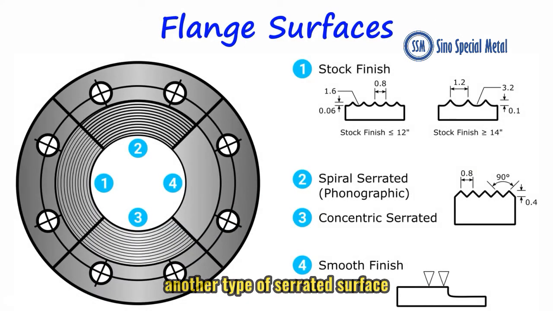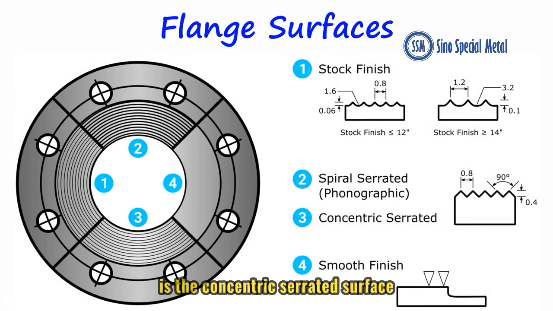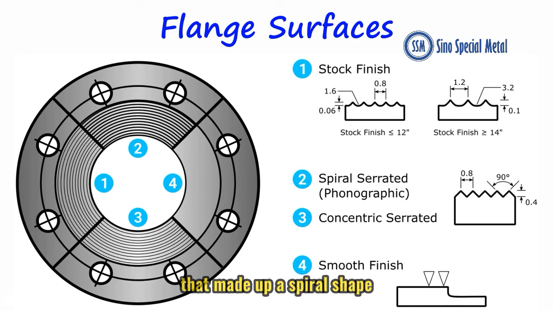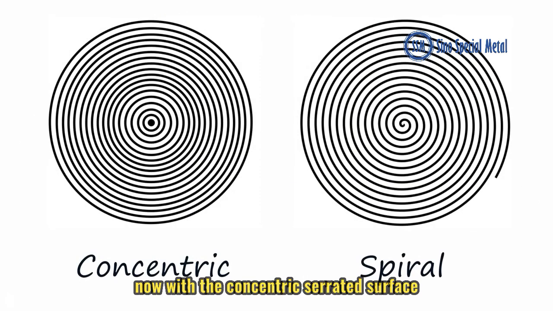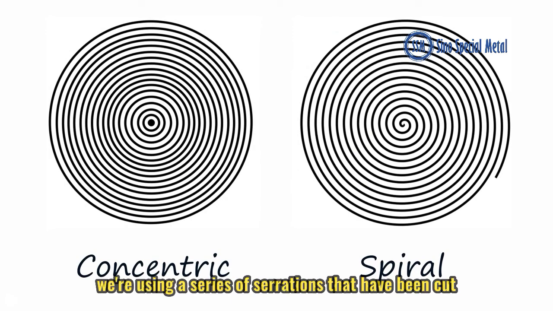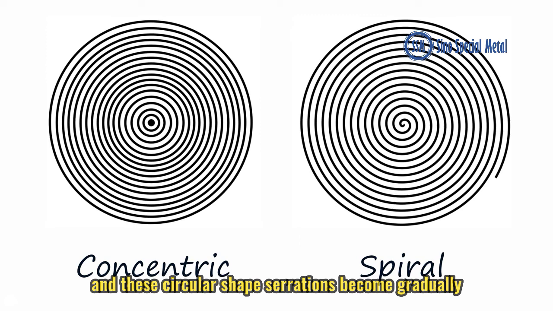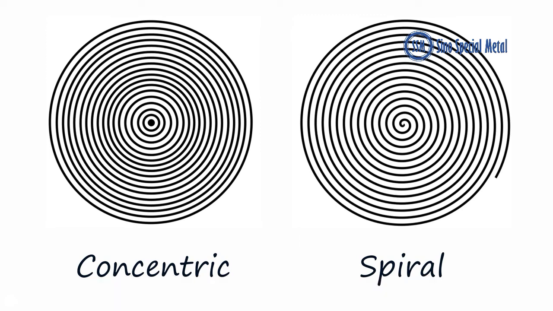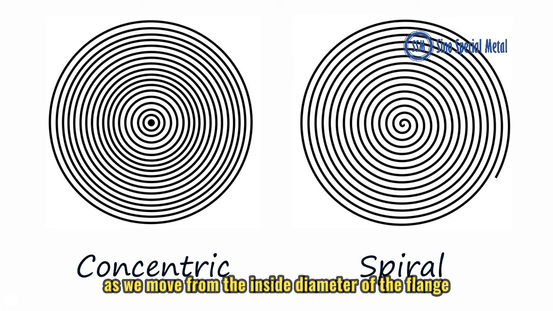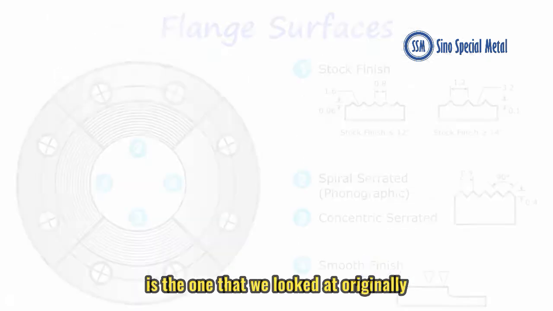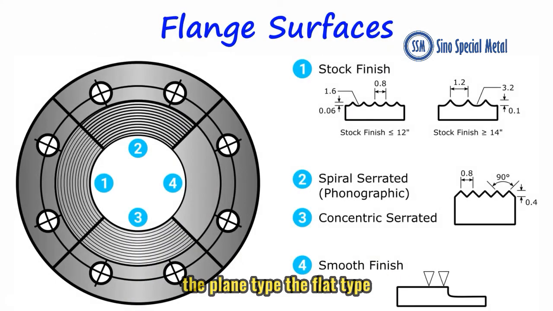Another type of serrated surface is the concentric serrated surface. Whereas before we had one continuous groove that made up a spiral shape, which formed our serration, now with the concentric serrated surface, we're using a series of serrations that have been cut into the sealing face in a circular shape, and these circular shaped serrations become gradually larger as we move from the inside diameter of the flange towards the outside diameter. And the final type of surface is the one that we looked at originally, the plain type, the flat type, also known as the smooth finish type.